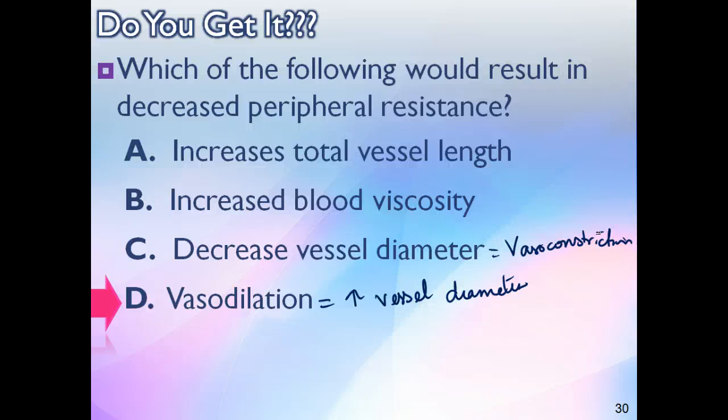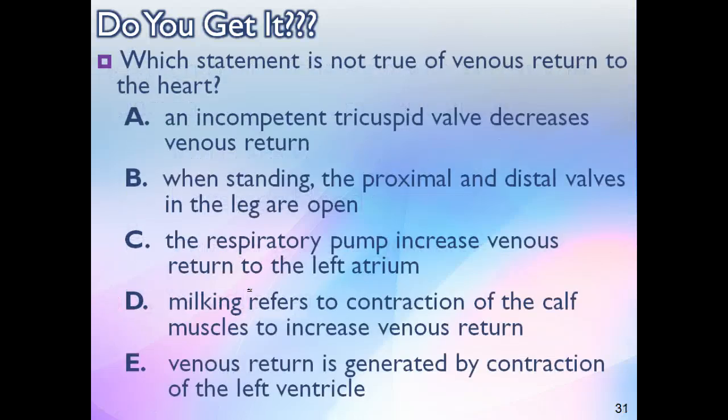Vasodilation results in an increase in vessel diameter, so a decrease in peripheral resistance. A lot of people think this one because they see the decrease, but they don't make the connection. So make sure you understand the relationship between increasing and decreasing vessel diameter as it relates to vasoconstriction and vasodilation. Again, giving you a lot of these not true questions.